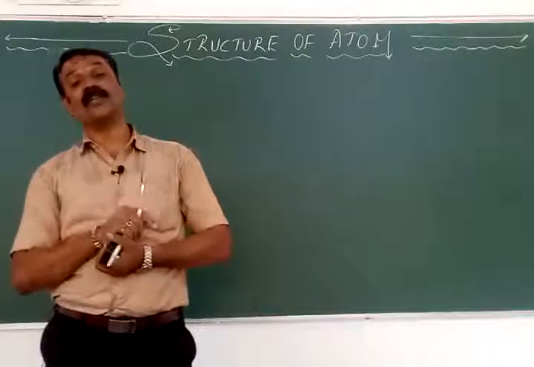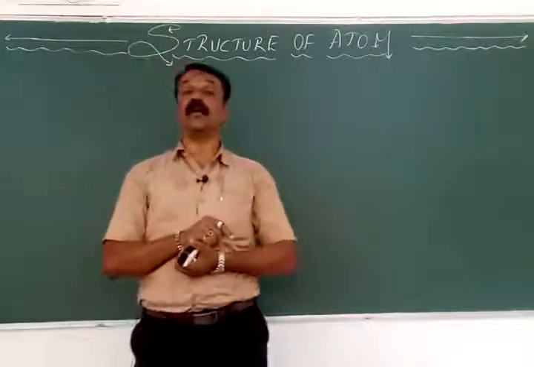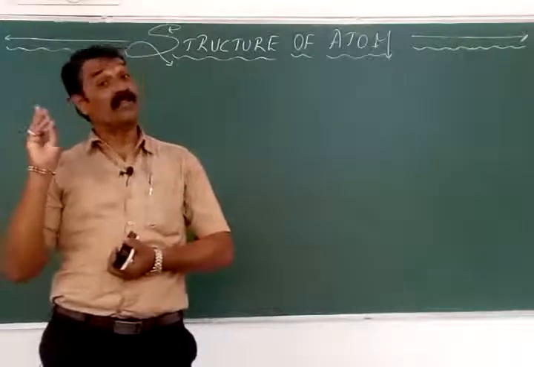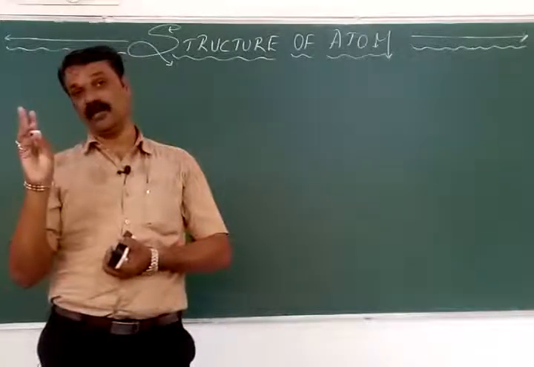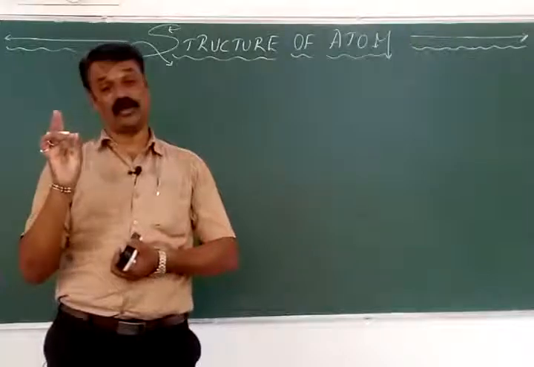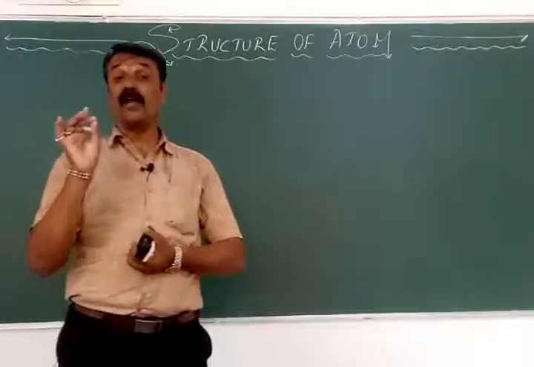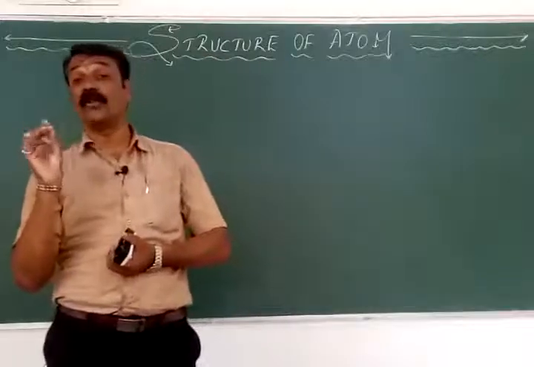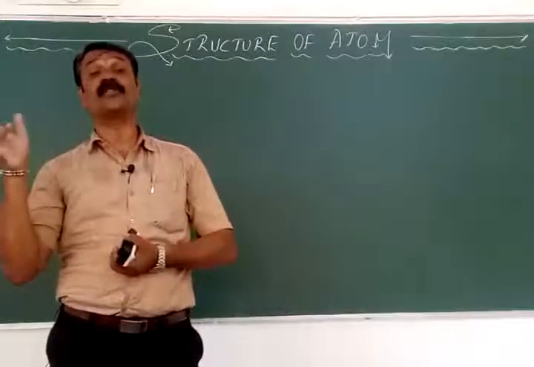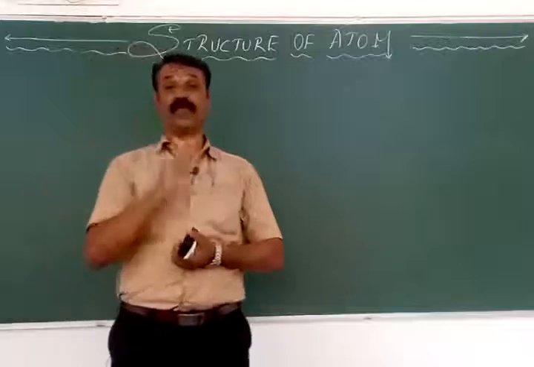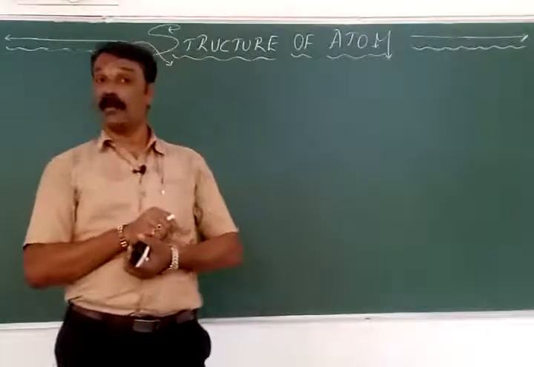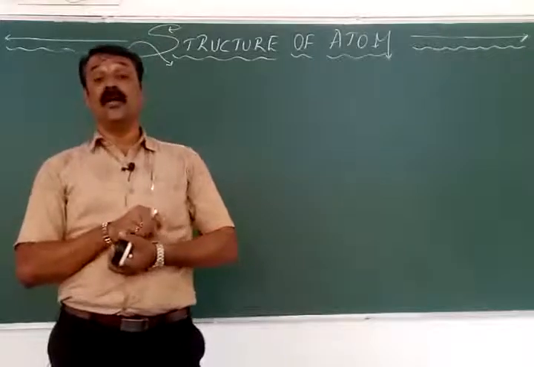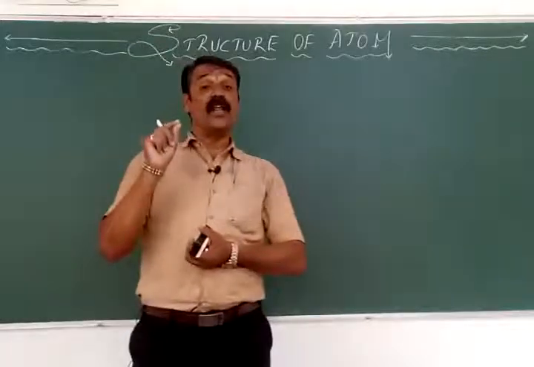The second one is azimuthal, called the subsidiary or angular quantum number, which describes first the name of the subshell in the given main shell. Then the shape of that particular subshell. It also gives the orbital angular momentum, which is given by the formula root of L into (L plus 1) multiplied by h divided by 2 pi. Then it gives the total number of values for L, which is just n.